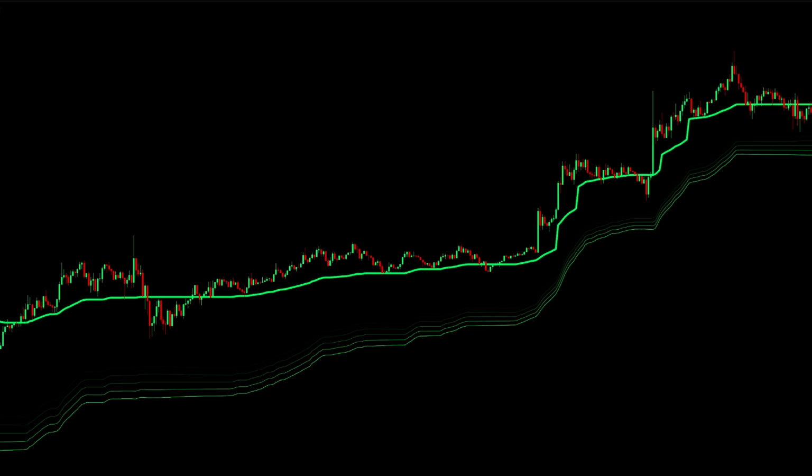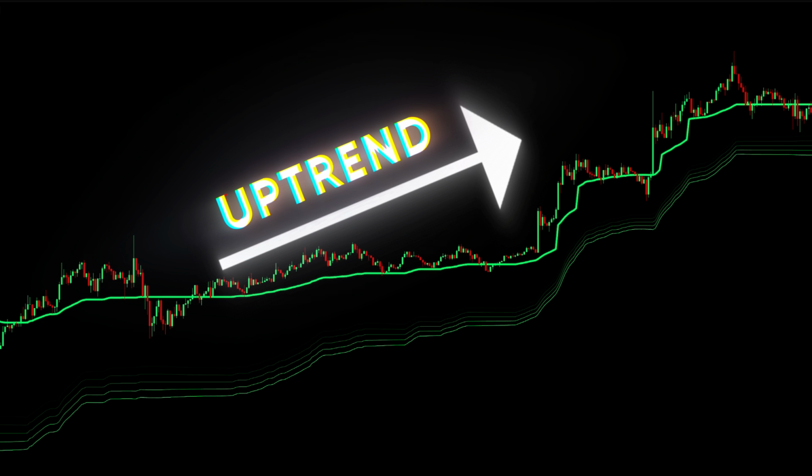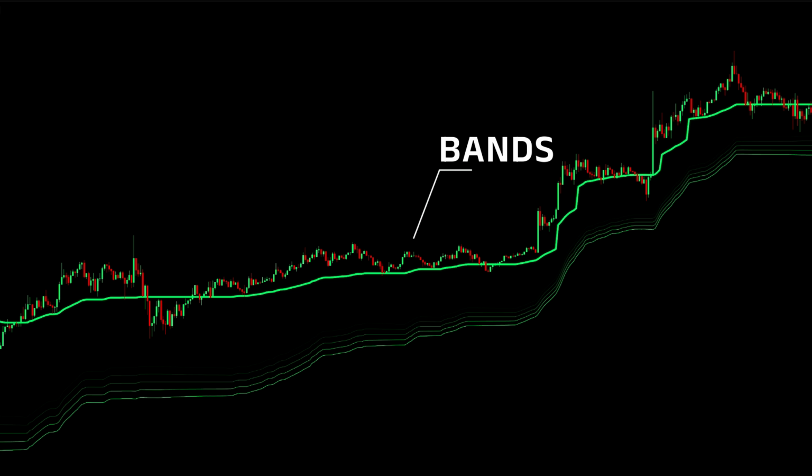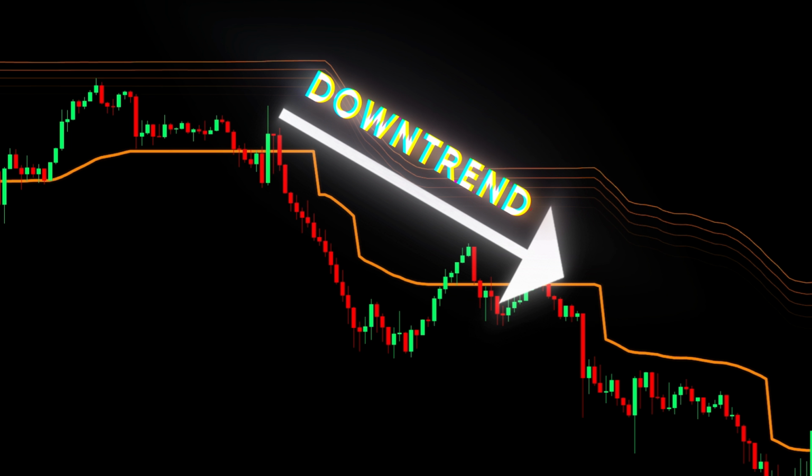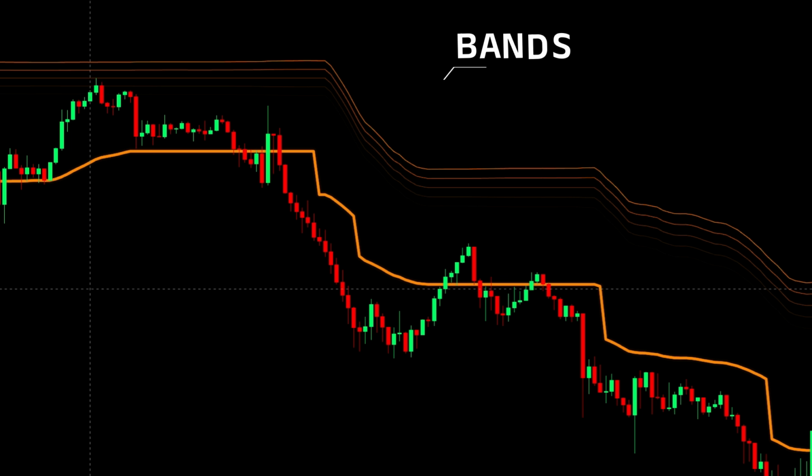You also notice something important. When the market is turning up, the bands sit under the candles. When the market is trending down, the bands sit above the candles.